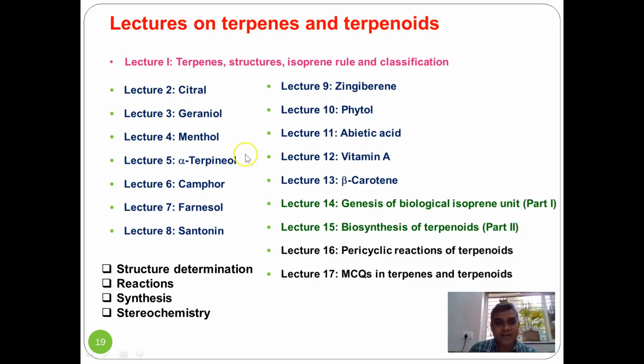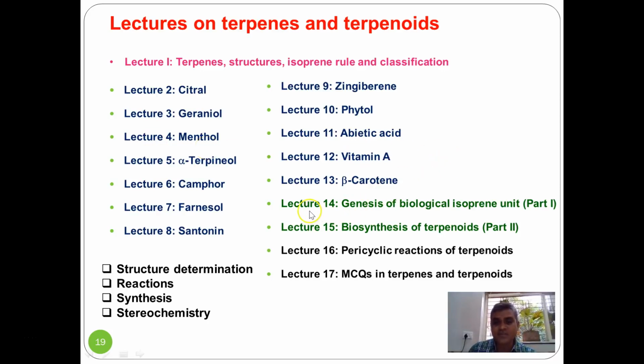The next lecture will be related to the structure elucidation of citral. I have decided to go for the structure determination, reactions, synthesis, and stereochemistry whenever applicable for dozens of molecules like citral, geraniol, menthol, alpha terpineol, camphor, farnesol, santonin, zingiberene, phytol, abietic acid, vitamin A, and beta carotene. So we will discuss in detail the structure determination, reactions, synthesis, and stereochemistry whenever applicable. For example, menthol has a very rich stereochemical aspect. We will discuss it in great detail.